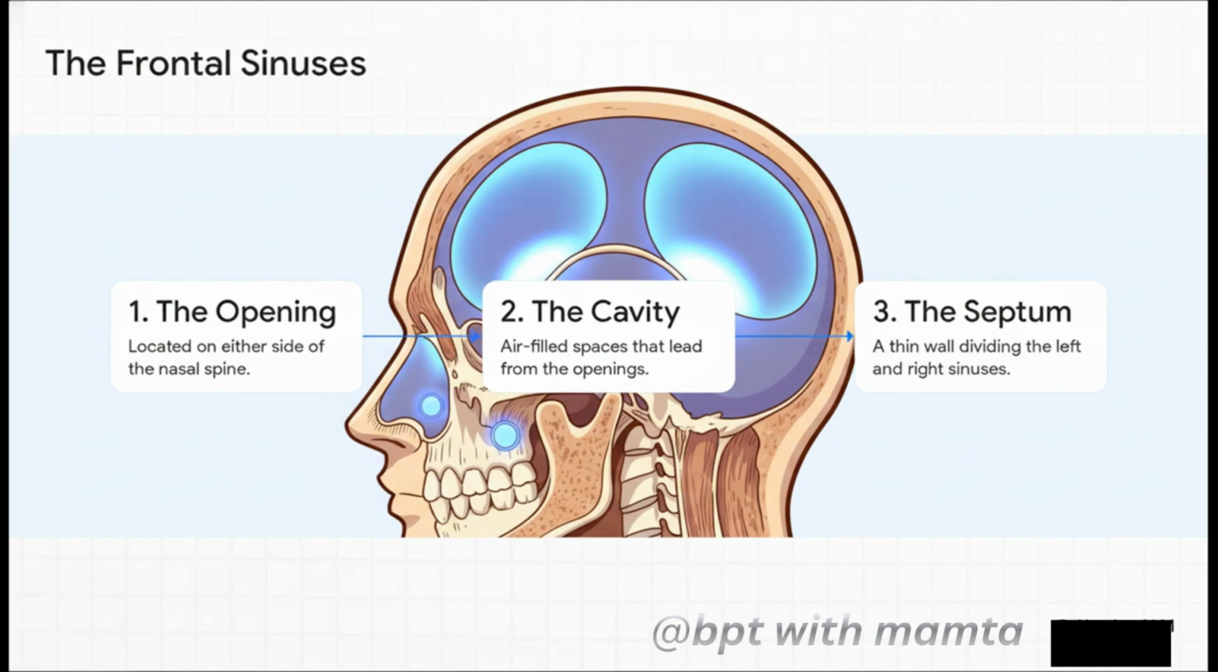But there's a secret hidden in here. On each side of that nasal spine, there are openings that lead into the frontal sinuses. These are basically hidden, air-filled rooms inside the bone itself. You've got two of them, a left and a right, separated by a thin little wall called a septum.